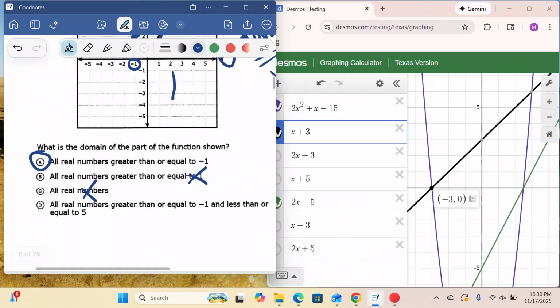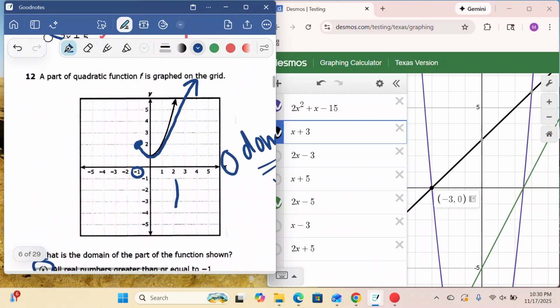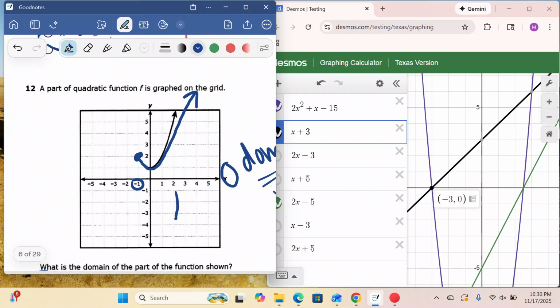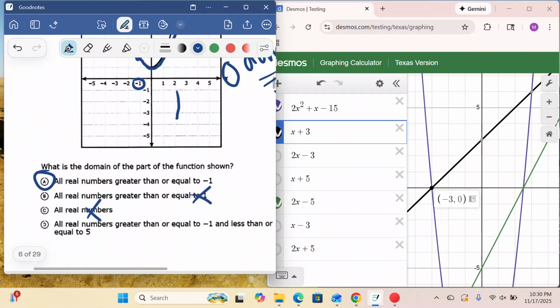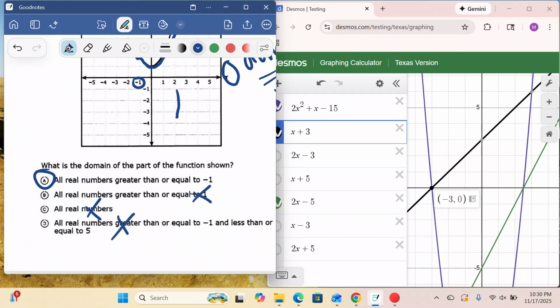If we say all real numbers greater than or equal to negative 1 but less than 5, what about 6? What about 7? What about 8? What about 9? What about 10? What about 11? So that one is wrong. So the answer is A.